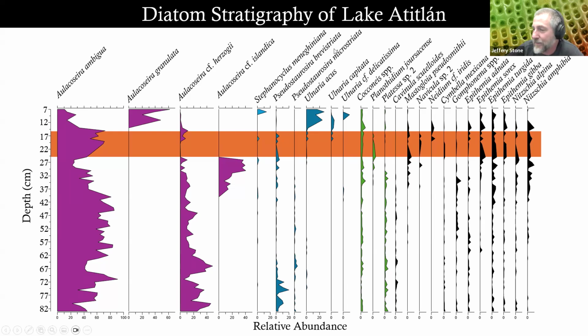And here in Lake Atitlan, you can see there's a very strong transition. Suddenly we get Aulacoseira granulata at the top, where previously it wasn't present in the record before the earthquake. And so we think this is tectonically forced eutrophication of the system.